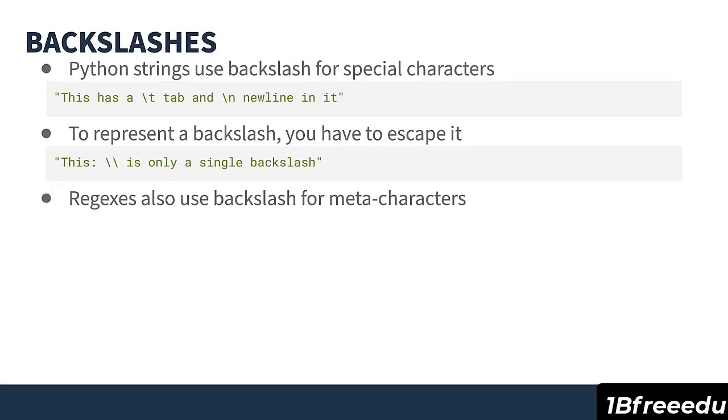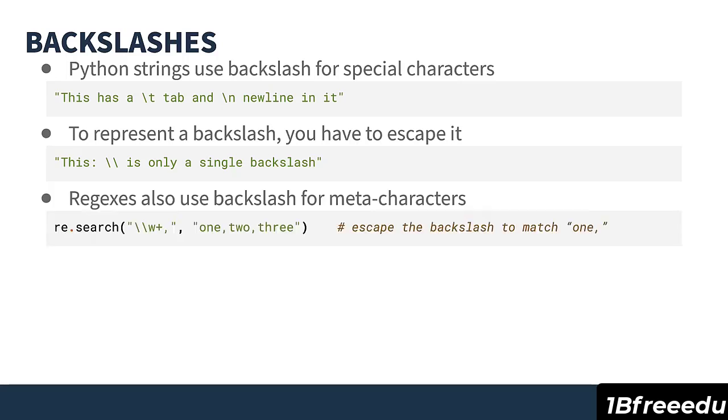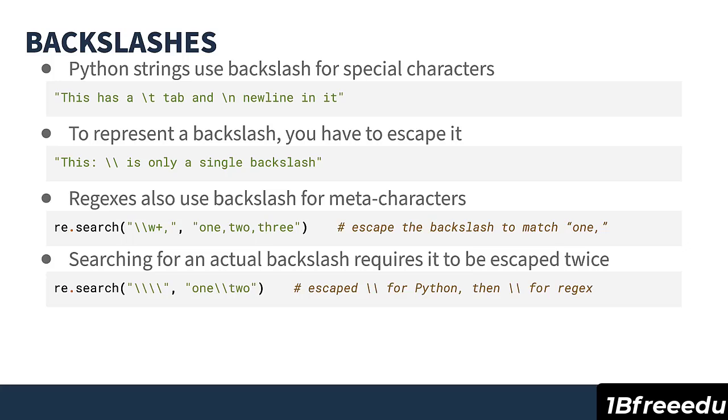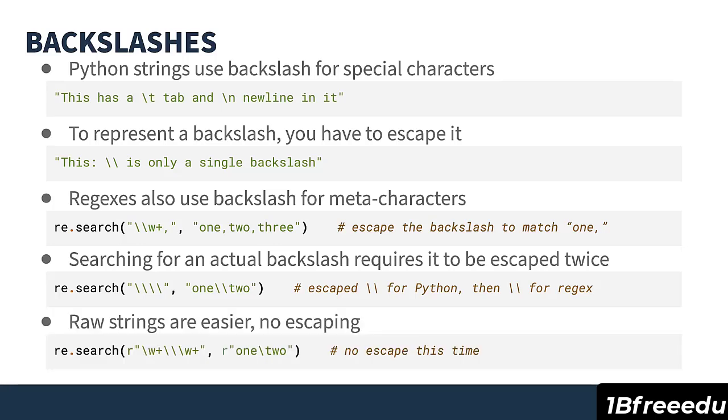To summarize, both regexes and Python strings use backslashes for special characters. That becomes complicated when you're using a string to describe a regex. Inside of a regex, you should always specify the double backslash for the meta character to be safe. If you're searching for an actual backslash, it needs to be escaped twice, once for Python and once for the regex. Or alternatively, just use a raw string. It's far easier to read and understand.